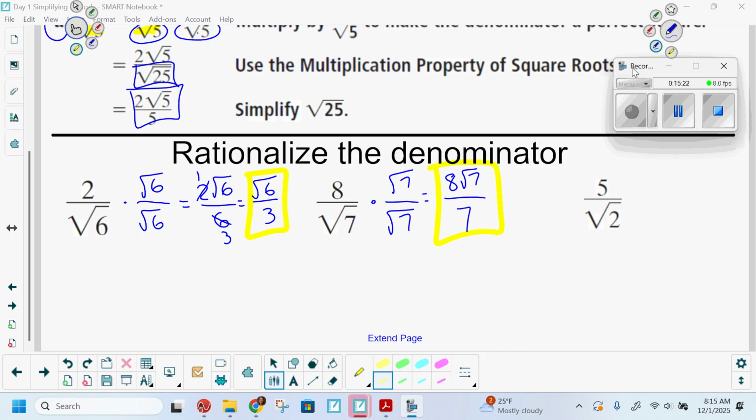All right, why don't you pause and try this last one? I'm going to jump into it. We're going to multiply by radical 2 over radical 2. So 5 radical 2 over 2. Can I simplify anything? Think to yourself, why can't I simplify radical 2 and 2? Hopefully you're saying it's because one's under the radical and one is not. So I am done.